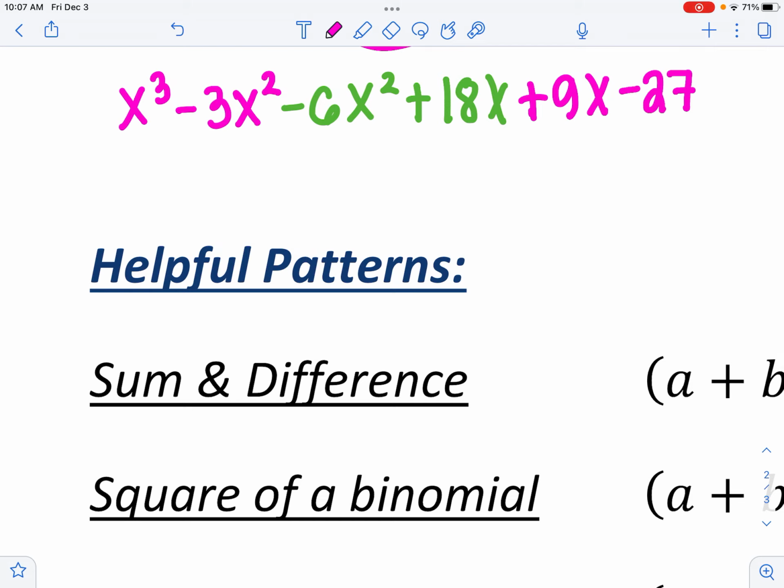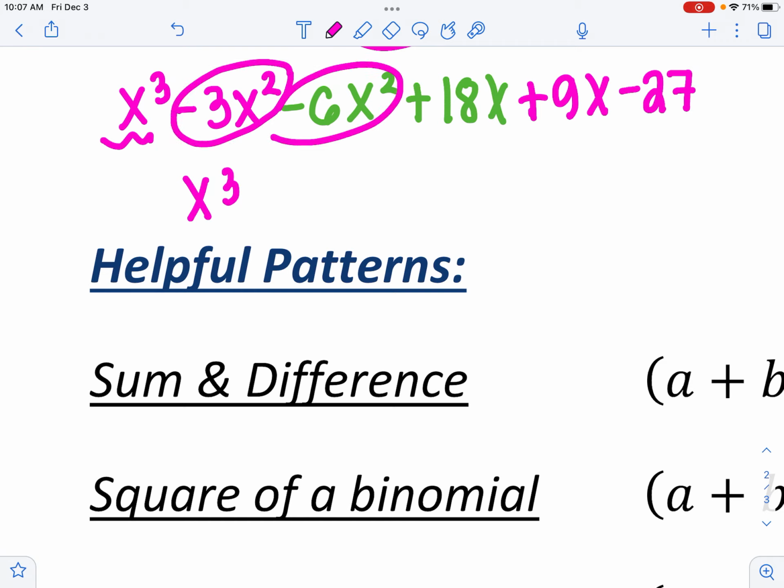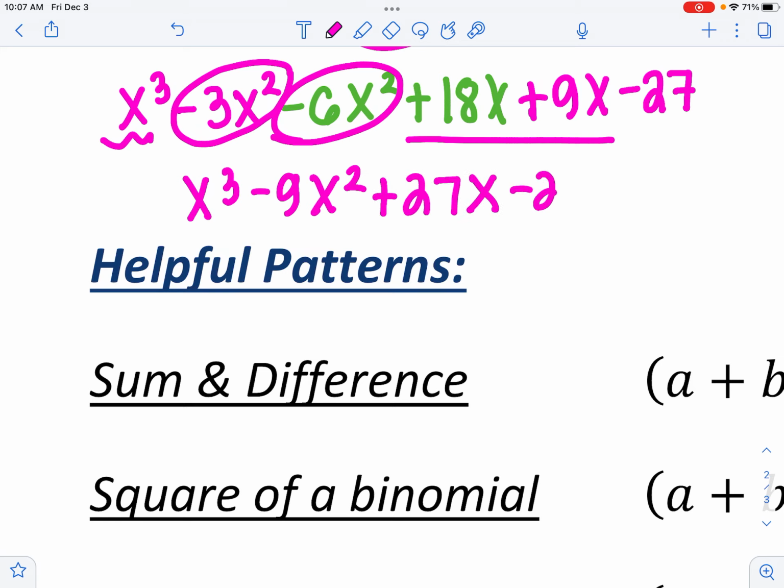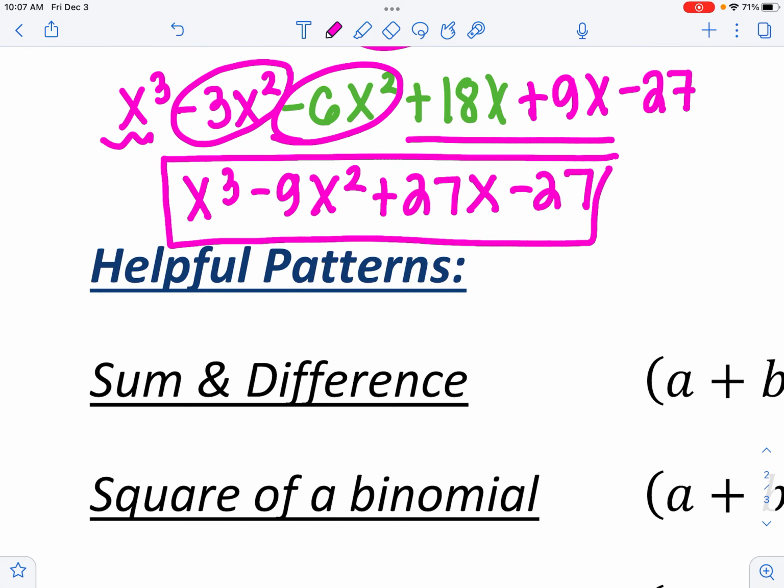Last but not least, combine your like terms right in standard form. So I have an x cubed. I'll look for my x squareds. I have a negative 3x squared and a negative 6x squared, which is negative 9x squared. 18x and 9x, which is 27x. I'm sorry, I said squared, but they're just x's. And then minus 27. And there is my polynomial.